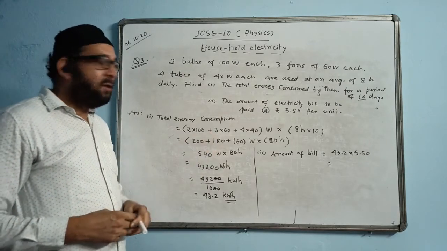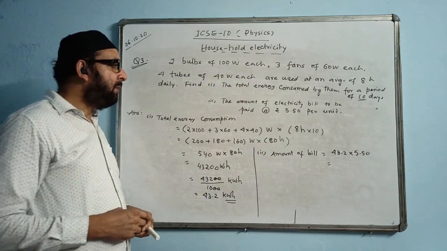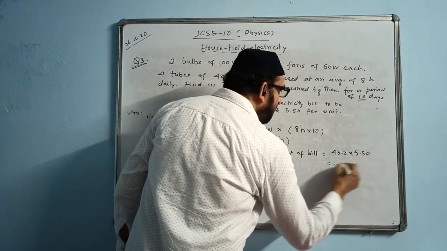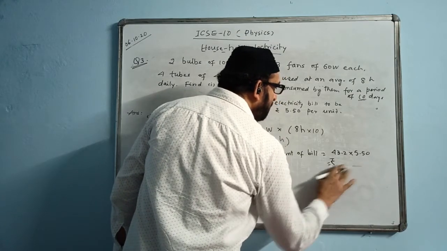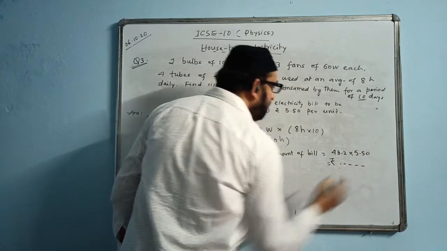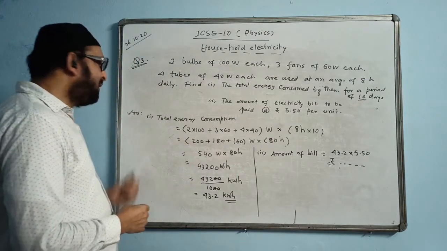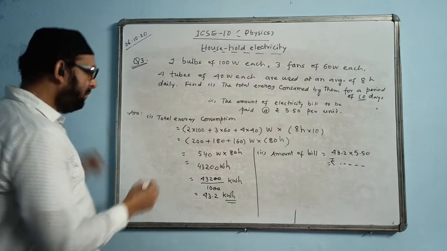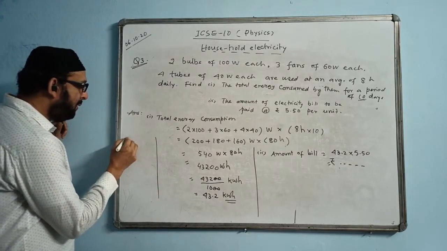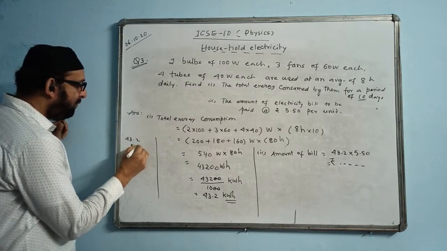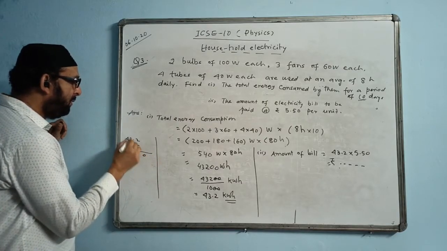We have to multiply here. So multiply and check how much your answer is coming. That much answer you can write in the form of rupees. You can do the calculation on the rough side and write out the final answer there. I'm just doing the calculation here. 43.2 only you can write, 5.5 only you can write, and multiply.